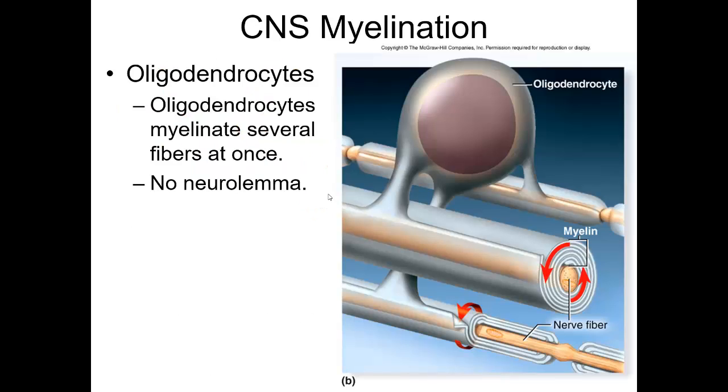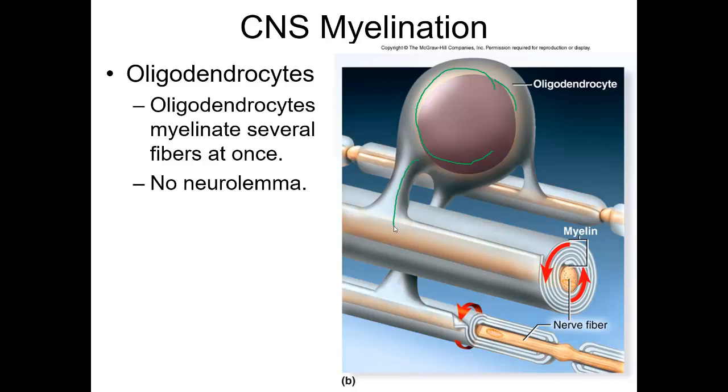Now the oligodendrocytes, because this is happening in the central nervous system, myelinate several fibers, and by fibers we're talking about axons. They myelinate several axons at once instead of one at a time. And there's no neurolemma. So here's a nerve fiber, here's an oligodendrocyte. This one oligodendrocyte here is doing the job of myelinating one, two, and three separate nerve fibers at once, instead of just doing one at a time.